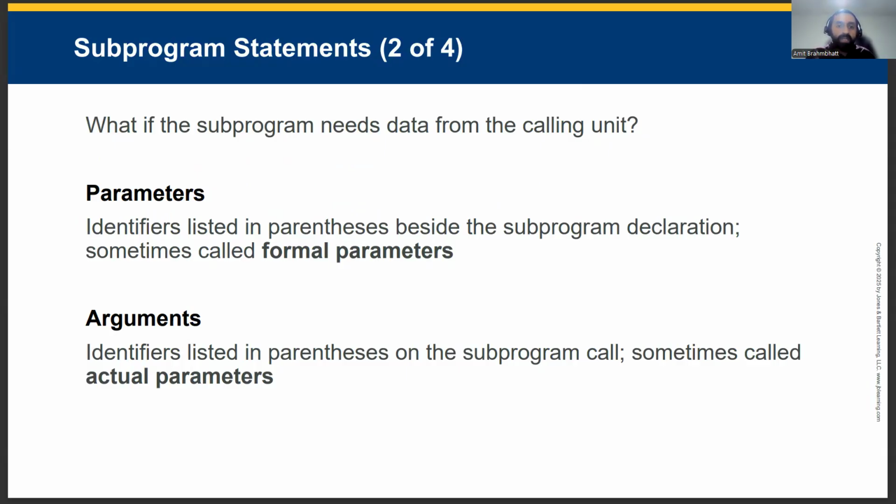This distinction is crucial because it shows how information flows between different parts of a program. It also introduces the concept of input to subprograms, allowing them to behave flexibly based on the provided data. Understanding parameters and arguments is key to writing clean, reusable modular code.